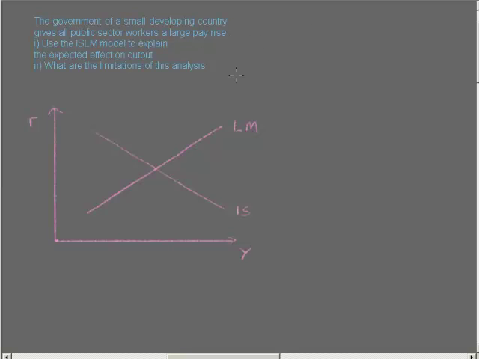So we're going to assume that it's output we're interested in mainly, so we start at this level of output here. Let's assume that's Y0. And we also know that we start at this level of interest rates. That's Y0. And here's the initial level of interest rates, R0. So we have an increase in government spending.